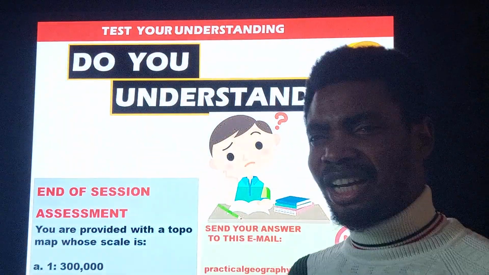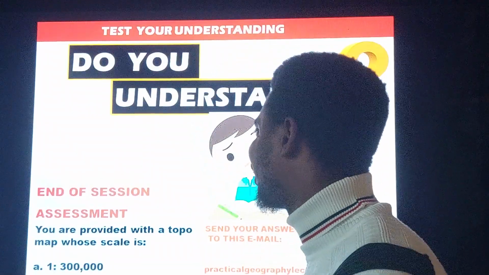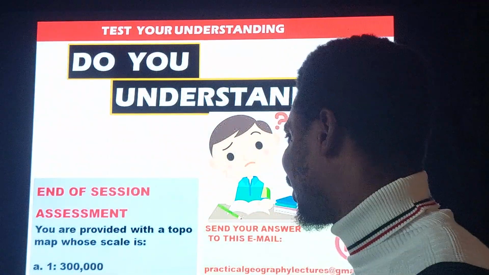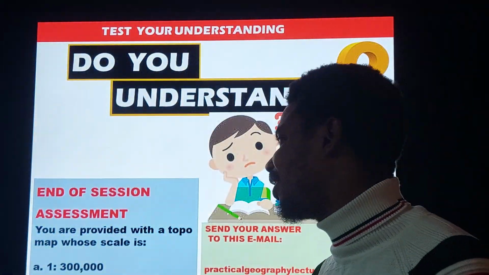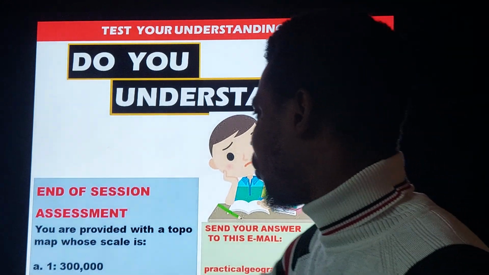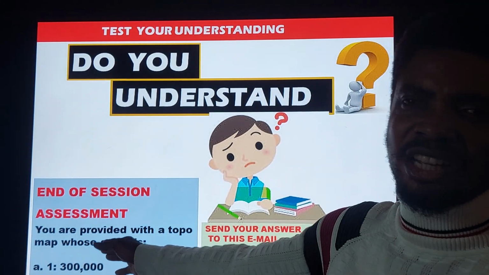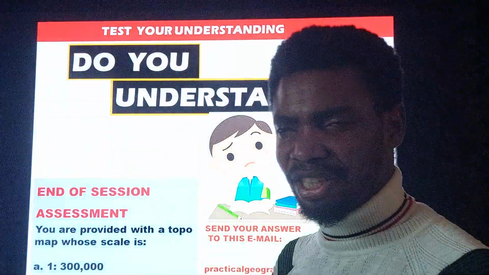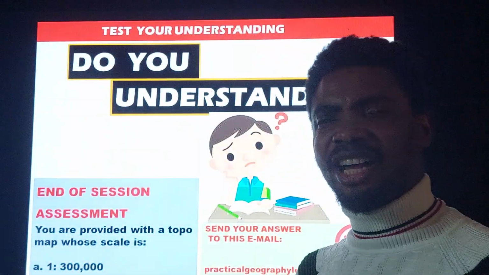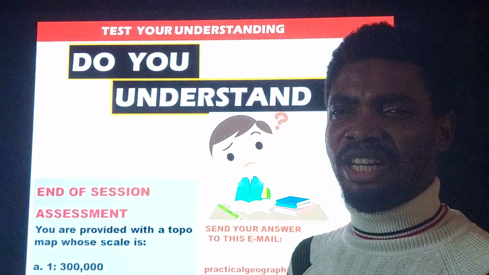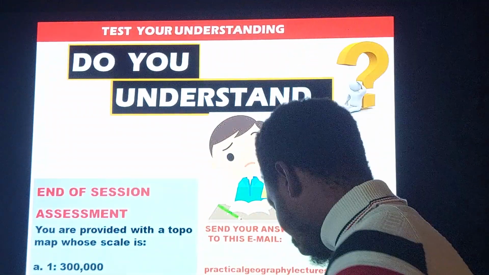What do you understand so far? I want you to test yourself. Convert this scale to a scale in statement. 1:300,000. What is the answer in statement scale? Send your answer to practicalgeographylectures@gmail.com.